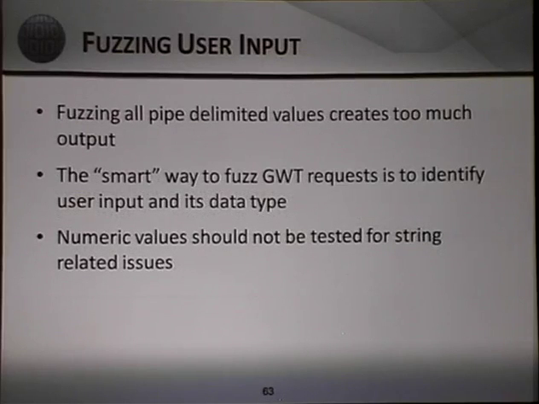And if you're going to be fuzzing it, you don't want to be fuzzing every single pipe delimited value. You're going to be creating so much output that you're not going to know what to do with it. Like 90% of the fuzzable values are going to be returning exceptions because it's just not the right format. The smart way to actually fuzz these things is to identify the user input first and its data type, and then test it. If it's a numeric value, only send numeric values.